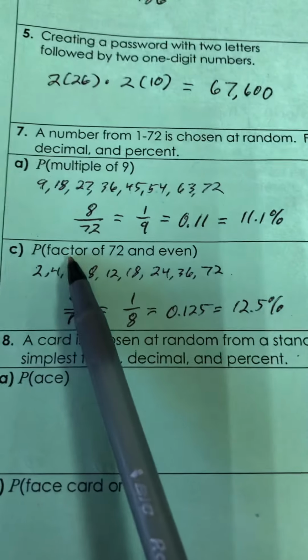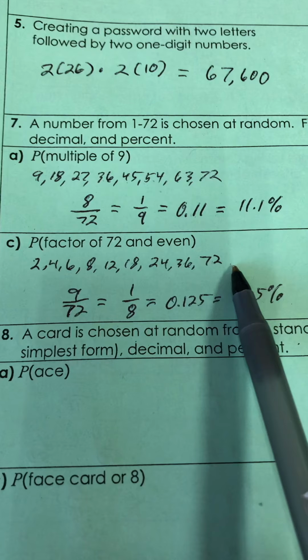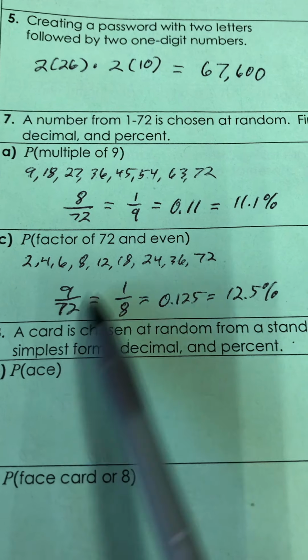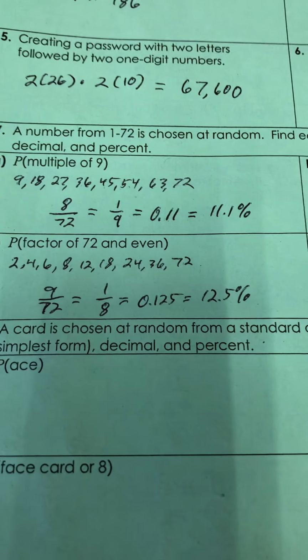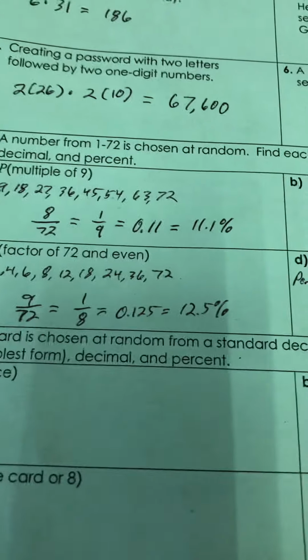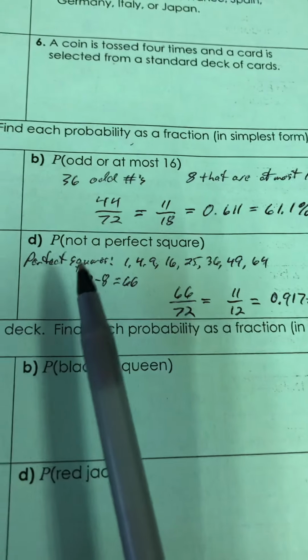We also have C, factor of 72 and even. So here's the factors of 72. They're all even. 9 divided by 72, all the ones listed there, and we have 1 over 8. So we left out the 3 and whatnot. Those are just the even ones, because they have to be both.